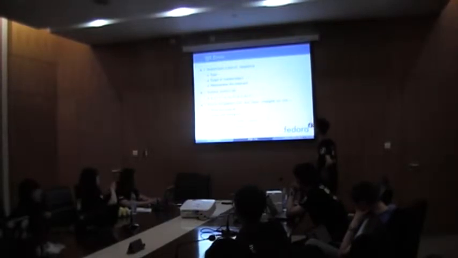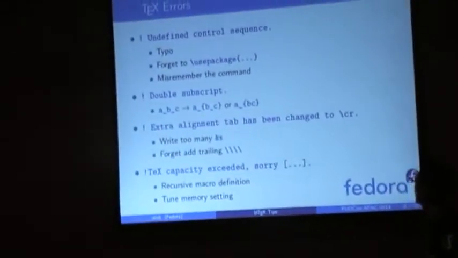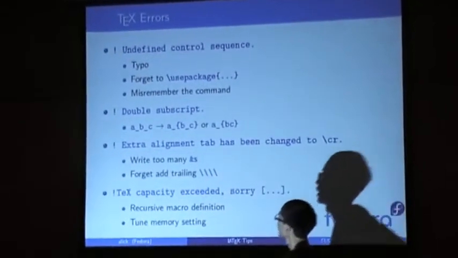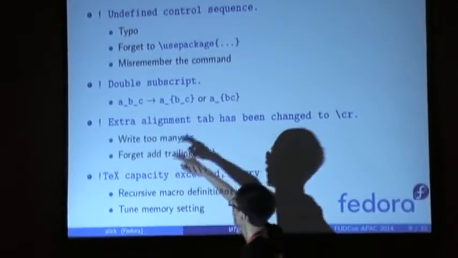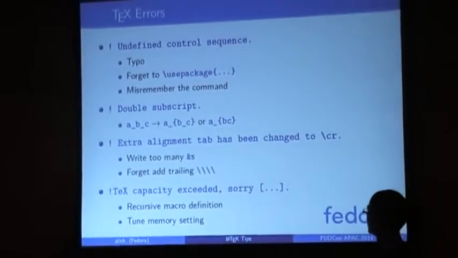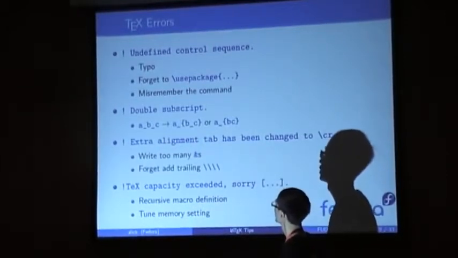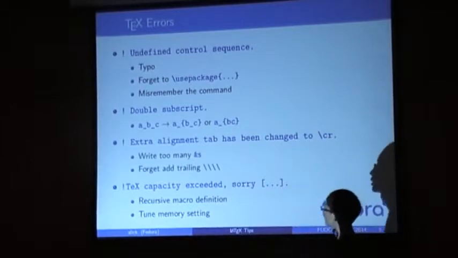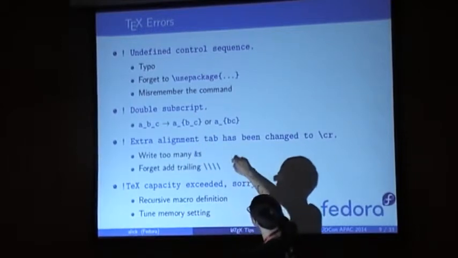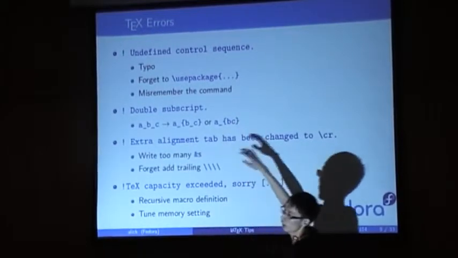And the second one is double subscript. It's an error many beginners come across. So you might write this one, but actually this notation has multiple meanings. And to output correctly, you need to either use this one if you want A B C D, or this one if B and C are in the same subscript level.